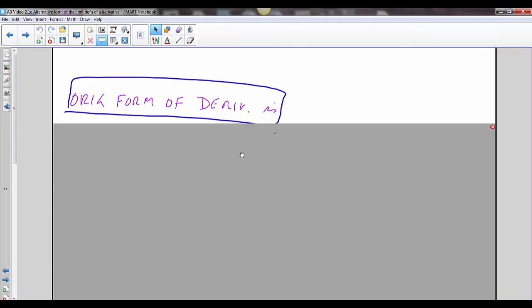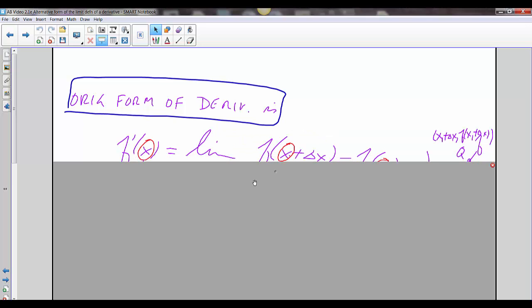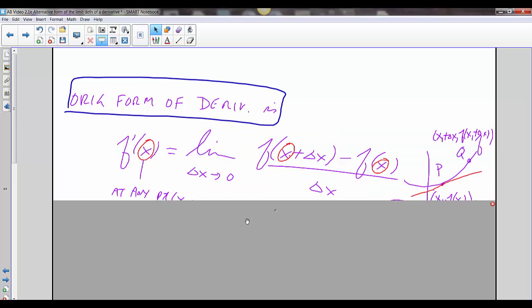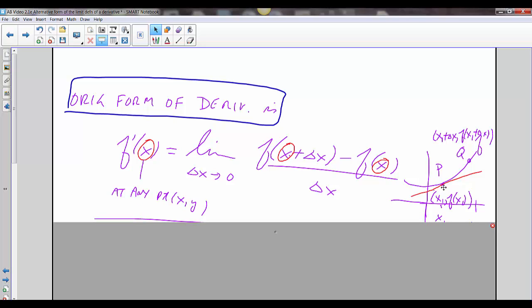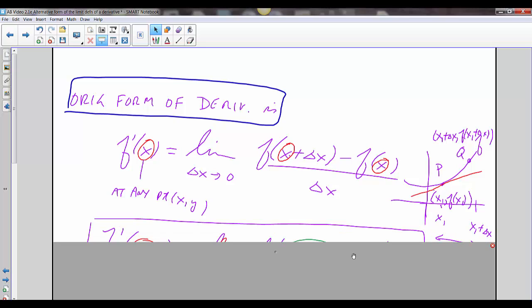So if you remember, the first one we saw was that f prime of x was equal to the limit as delta x goes to 0 of f of x plus delta x minus f of x all over delta x. And remember, it's just a slope. It's the slope between the point x, f of x and x plus delta x, comma, f of x plus delta x. So that's y2 minus y1, and when you take x2 minus x1, you'll just get the delta x.